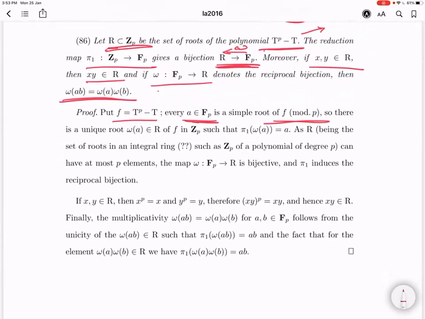So if it's a simple root, there has to be a unique root, which I call omega of a in Zp, which is congruent to a modulo p. This is what Hensel's lemma says. There's a unique root. This follows from Hensel's lemma.